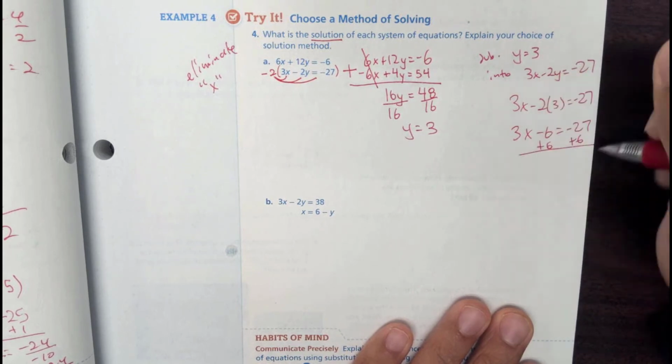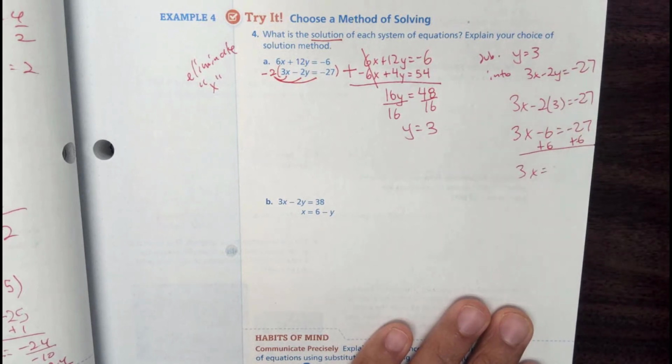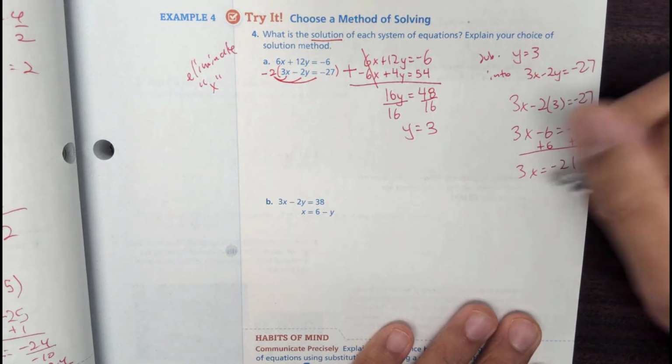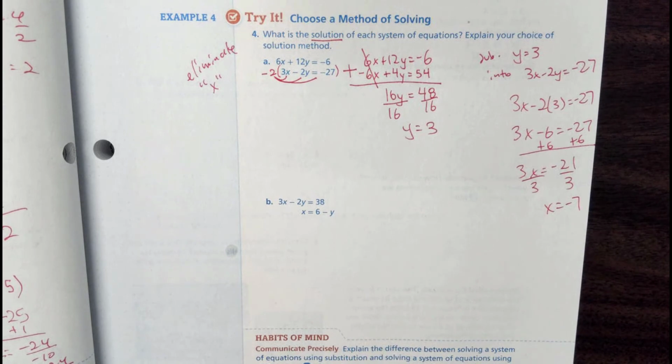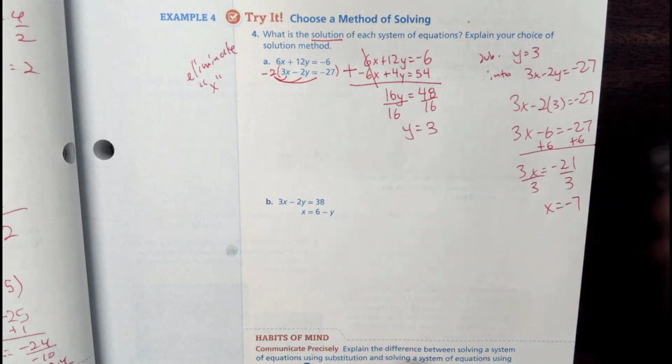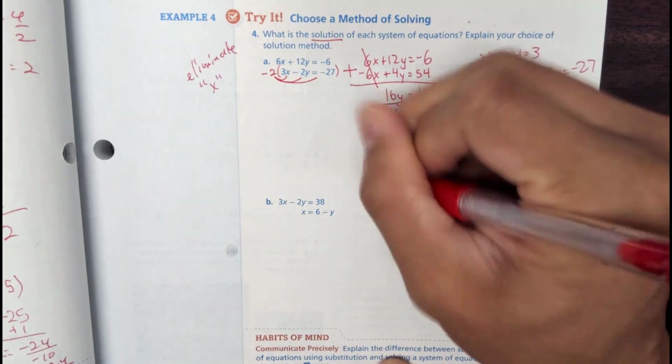Add 6 to both sides. 3x is equal to negative 21. Divide by 3, x is equal to negative 7. So that's negative 7 comma 3 as your answer.